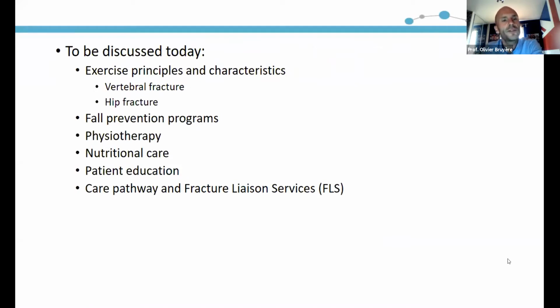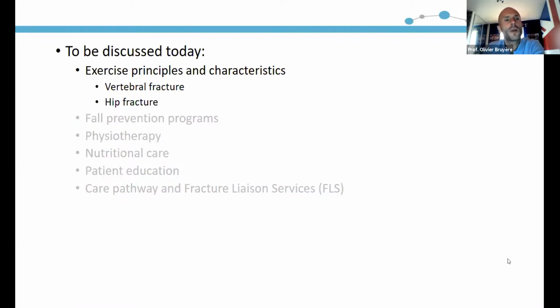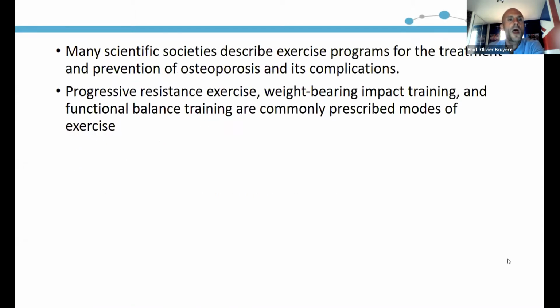That's why I would like to discuss with you today some global rehabilitation, including the exercise principle and the different characteristics of these exercises. We will also briefly discuss fall prevention programs, but also physiotherapy, nutritional care, patient education, and at last we will discuss the care pathways. So let's start with the exercise principle and the characteristics.